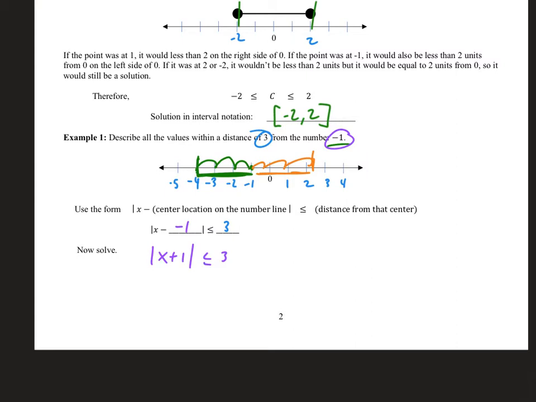And so how do we solve this? All right, we haven't done any solving yet. So remember the two big ideas with absolute values was that we need to split the problem into two. So that's the first thing. So we're going to split the problem into two. So I write x plus 1 is less than or equal to 3.